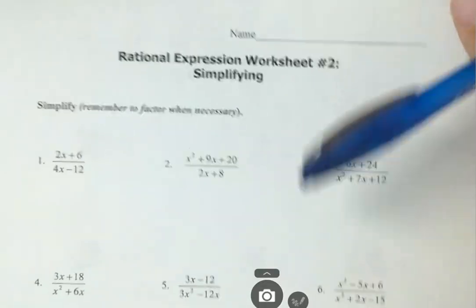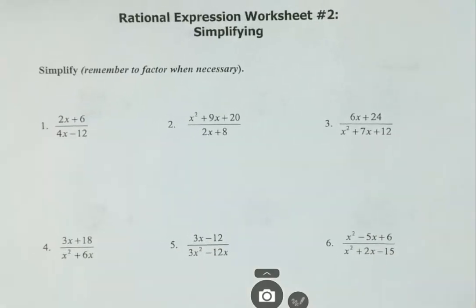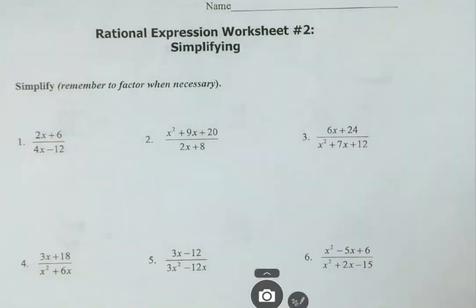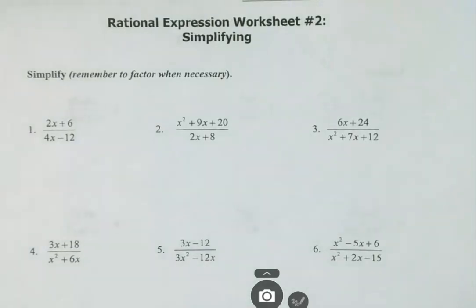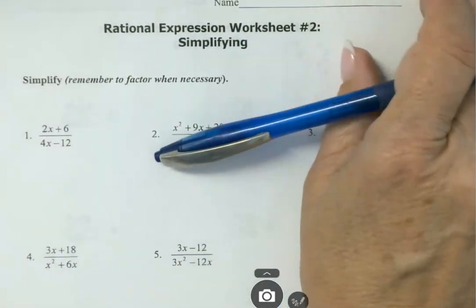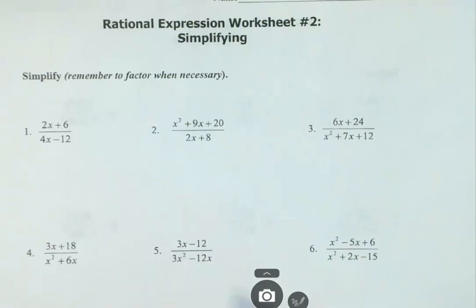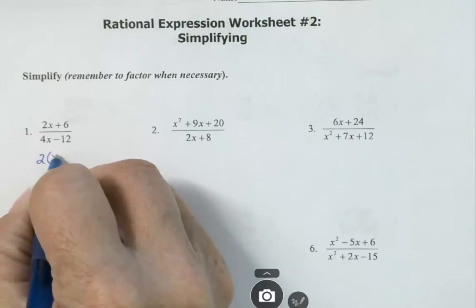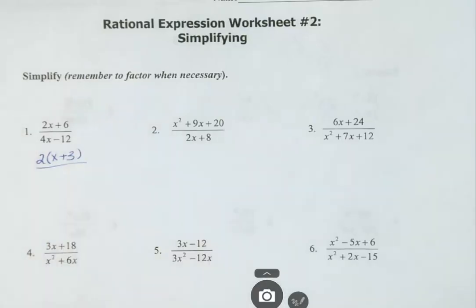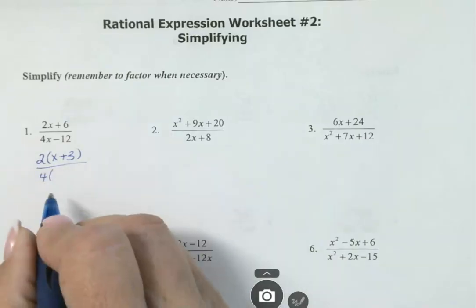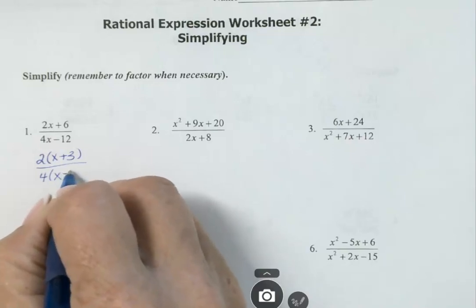So in this case, what you're going to see is we now have binomials or trinomials. And so again, we're going to need to break those apart to see if we can cancel, to see if there's something common in both the numerator and the denominator. And so you're going to just come in here and we're going to factor. So obviously the top numerator here has a common factor of 2 that I can take out. And that leaves me with x plus 3. And in my denominator, we have a 4 that I can take out, and I get x minus 3.